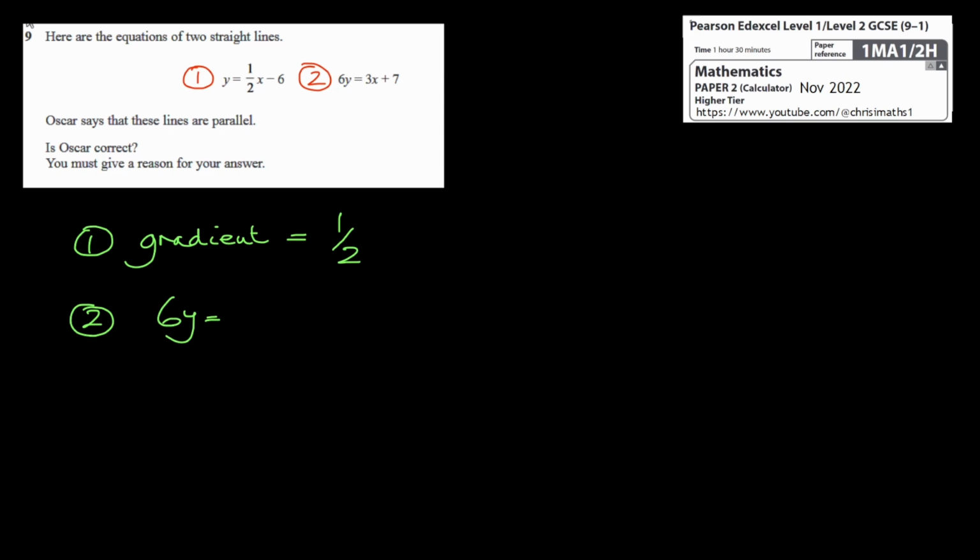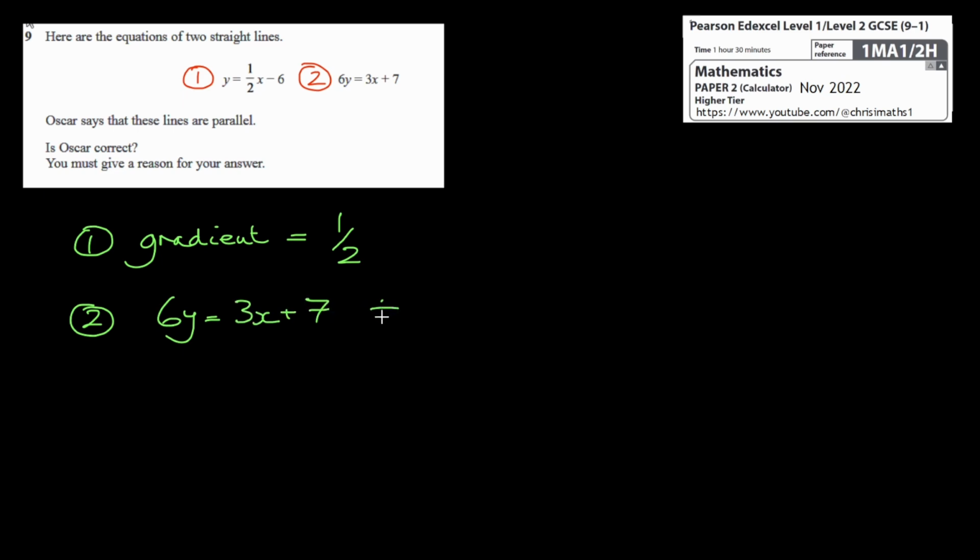Question 9, and we've got to prove that these two lines here are of the same gradient. The gradient of line 1 is simply a half, because it is arranged as y equals mx plus c. Line 2 is not in that form. We've got 6y is equal to 3x plus 7.